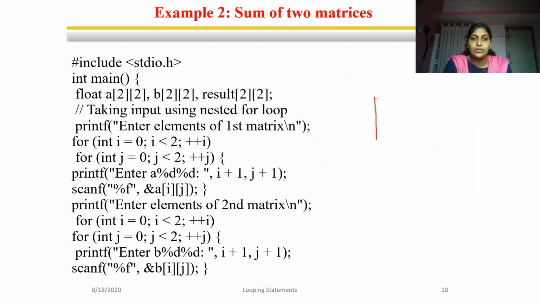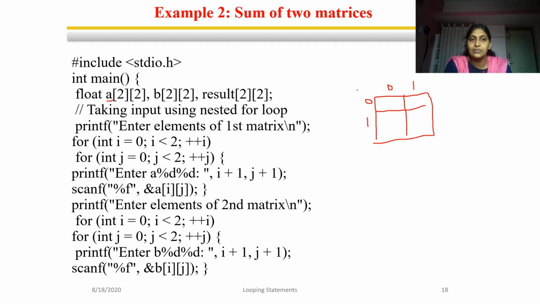So we declared that in a table, it is a two-dimensional array. So we have 2 rows and 2 columns. Here it is 0, this one is 1. Here it is 0, it is 1.